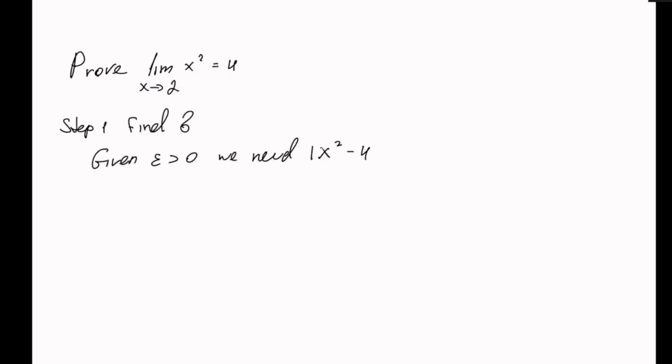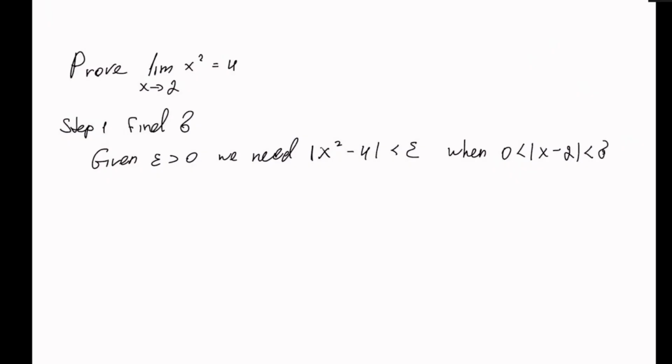Now let's tackle something more challenging. Prove that the limit of x squared as x goes to 2 equals 4. Again, step 1. Find delta. Given epsilon greater than 0, we need the absolute value of x squared minus 4 to be less than epsilon when the absolute value of x minus 2 is greater than 0 and less than delta.